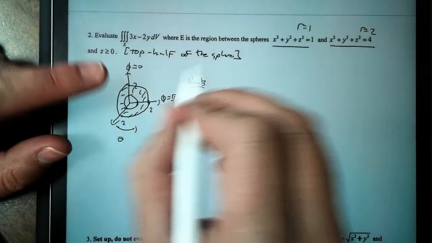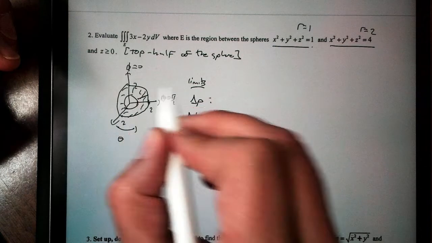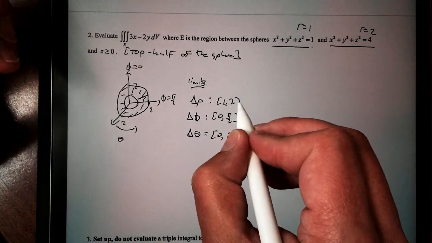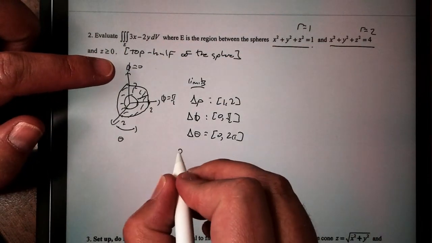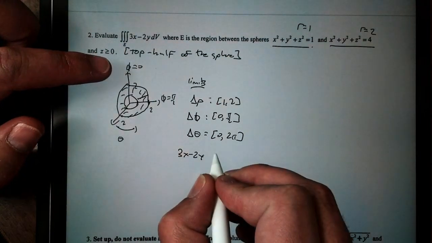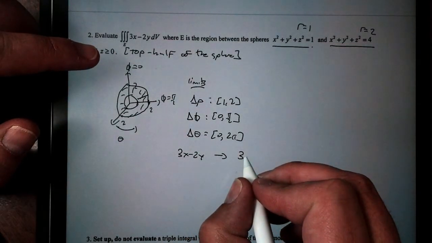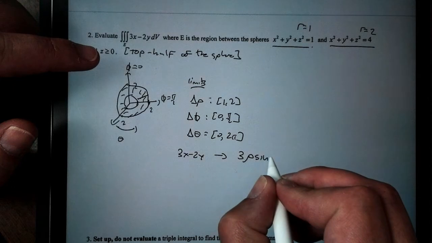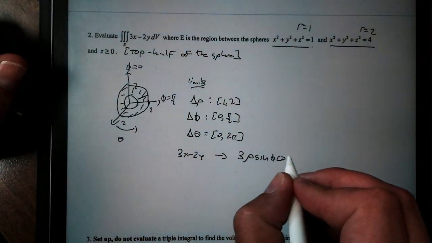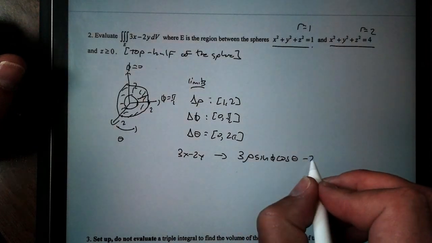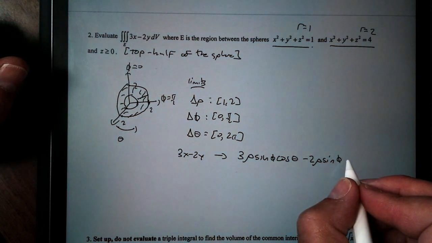And then rho is just my radii. I'm starting at 1, going out to 2. So it's just 1 to 2. Now we do have this 3x minus 2y. We do have to convert this. So what is x equal to? Remember, x is rho sine phi cosine theta, and y is rho sine phi sine theta. So we have 3 rho sine phi cosine theta minus 2 rho sine phi sine theta.